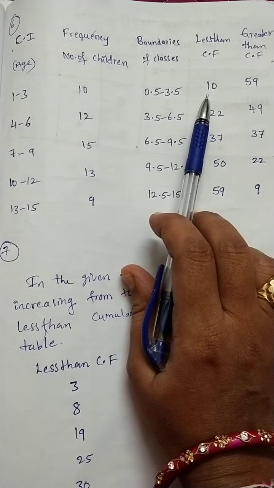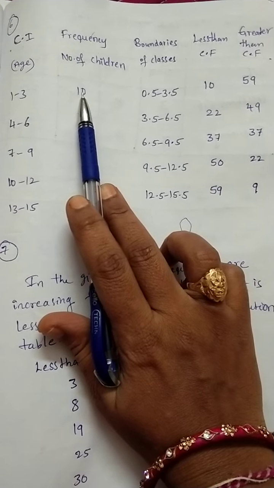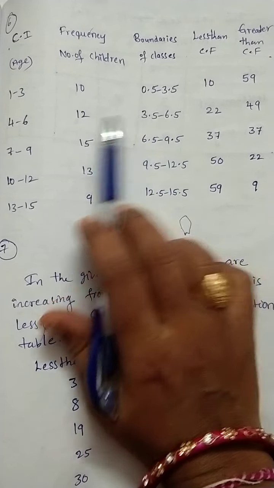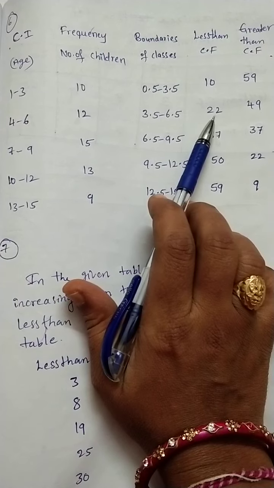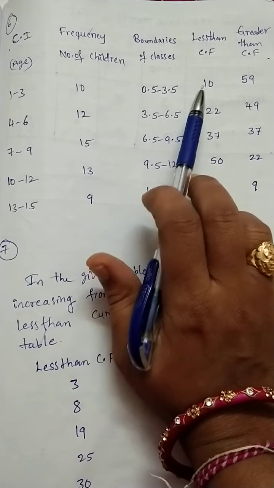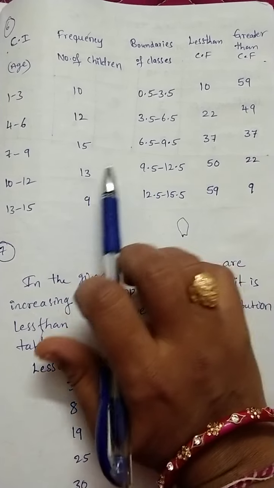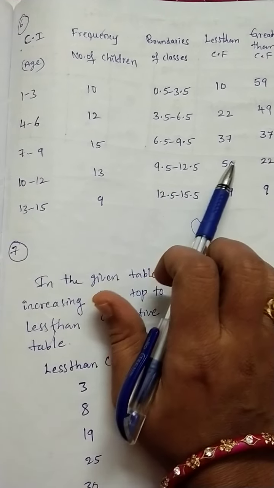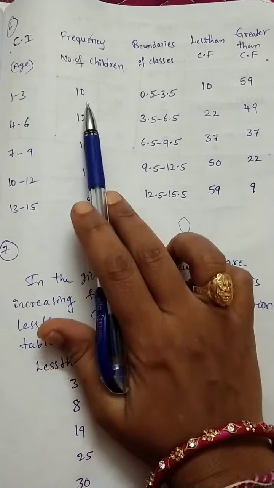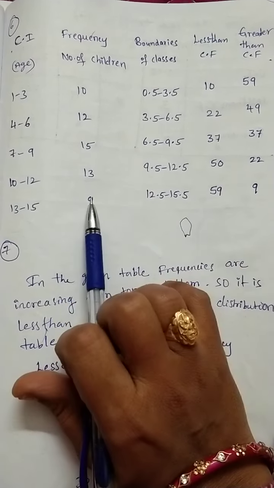For less than cumulative frequency, we should take these frequencies from top to bottom. So the first frequency we write as it is. For the second less than cumulative frequency, how will you get it? Just by adding progressively. So 10 plus 12, 22. 22 plus 15, 37. 37 plus 13, 50. 50 plus 9, 59. Progress means increasing. The progressive sum of the frequencies is called a less than cumulative frequency, from top to bottom, right?